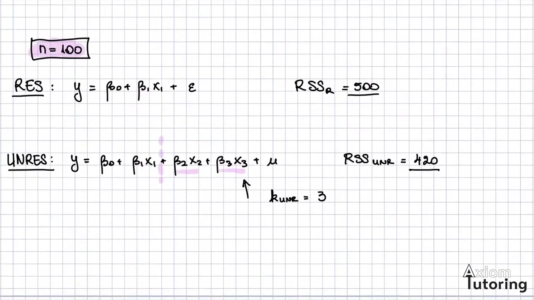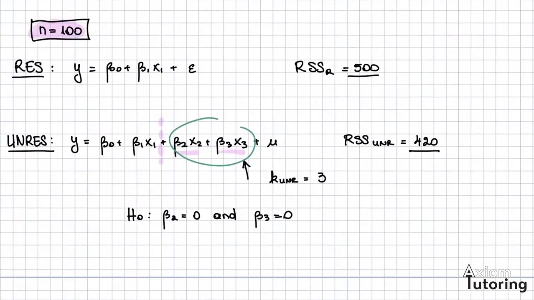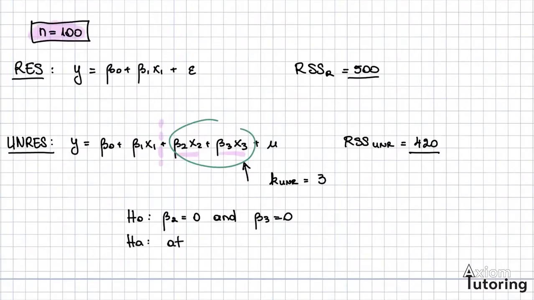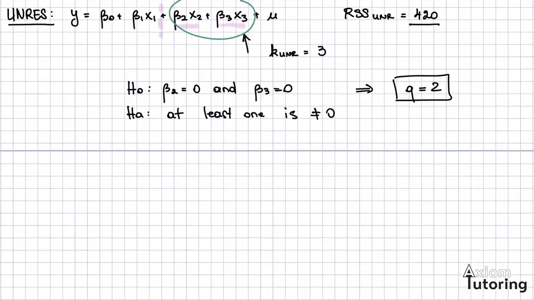Well, if we compare the restricted model to the unrestricted model, it's very clear that these two are the variables that we are jointly trying to see if they matter. So our null hypothesis in this case would be that beta 2 is equal to 0 and beta 3 is equal to 0. The alternative hypothesis is that at least 1 is different from 0. But what that means is that the Q is simply 2. Now that we have all the information that we need, let's jump right into the formula.